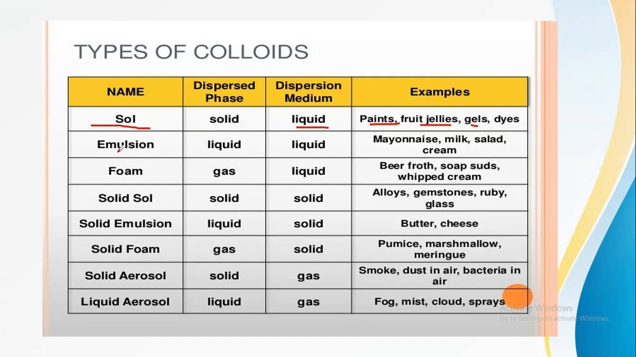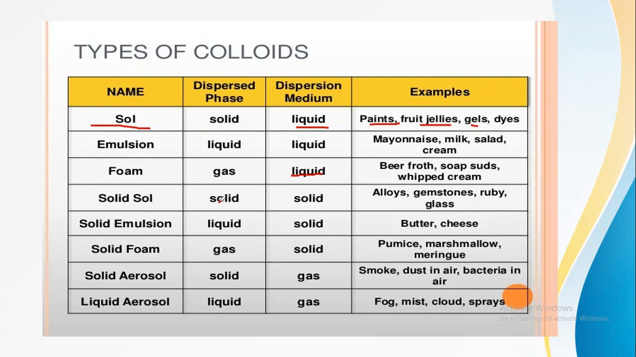The second type is emulsion, in which the dispersed phase is liquid and the dispersion medium is also liquid. Examples are mayonnaise, milk, salad cream, etc. The third type is foam. In foam, the dispersed phase is gas and the dispersion medium is liquid. Examples of this type are beer froth, soap suds, whipped cream, etc. And the fourth type of colloidal solution is solid sol.